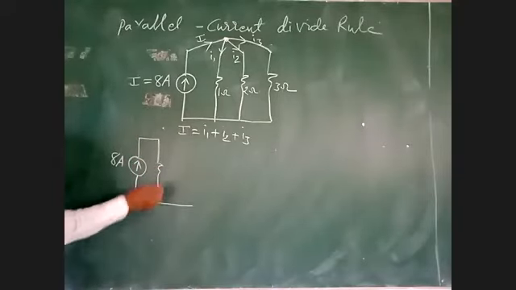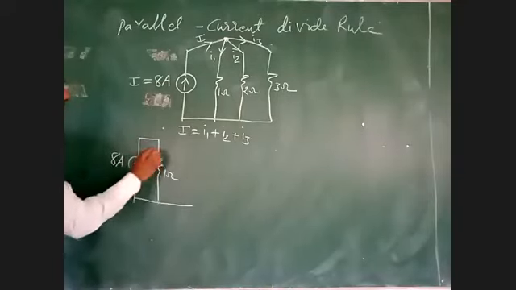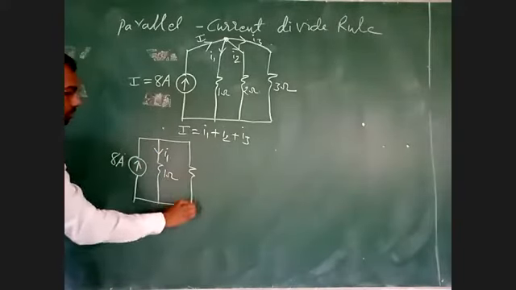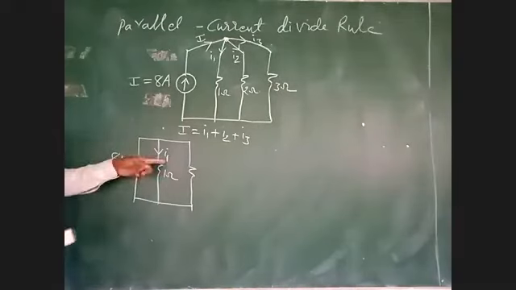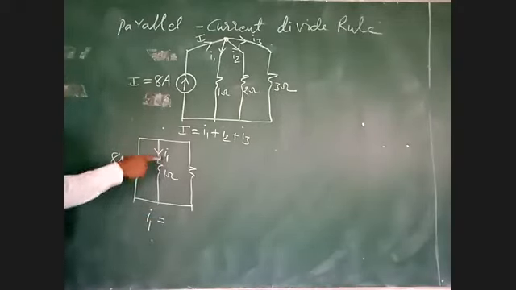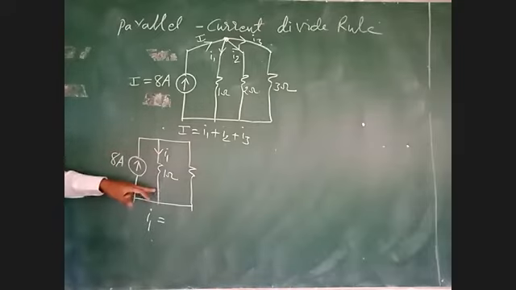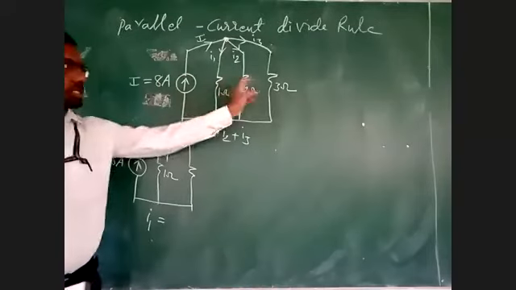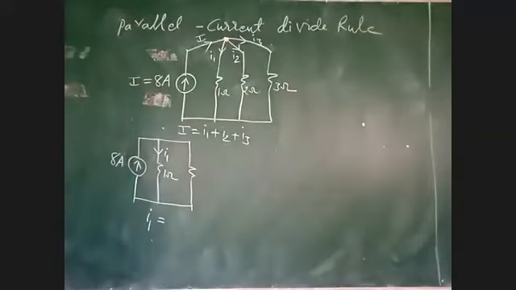I am keeping I1 as it is. I have to determine I1, so I am not disturbing this branch. This branch is kept as it is. What are these two, in parallel or series?